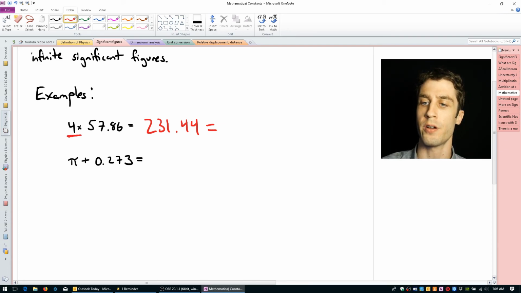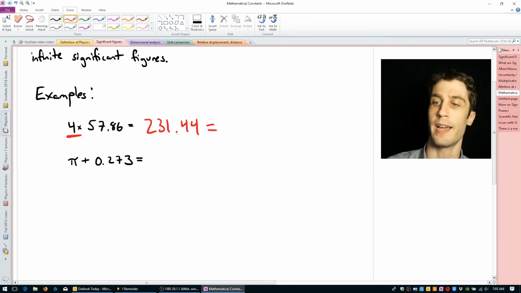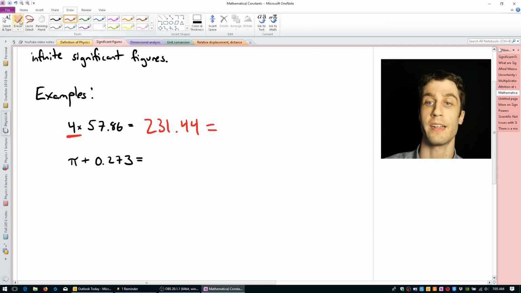The 4, though, in this context, we're not treating it as if it could be 3 or it could be 5. We're saying that this is a mathematical constant. It's the integer 4. And in that case, what you'll treat it as is 4.000000. So when you multiply that by this, this has 4 significant figures, and so we'll keep only the first 4 significant figures here, and write our answer as 231.4. So that's how you'll actually write down the number.